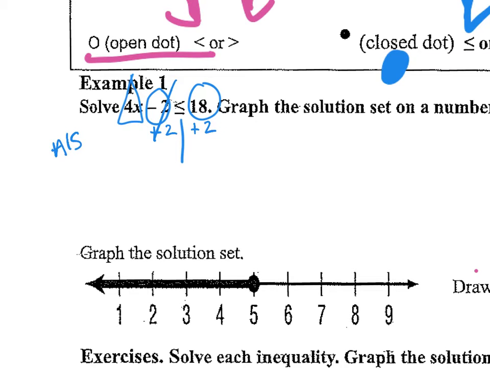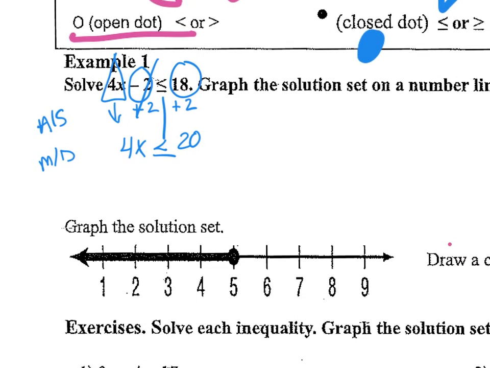18 plus 2 is what? 20. Bring the same sign down. And then I've got 4 times x. 4 times something. Then your second step, multiply or divide. We're going to divide. Since it's saying 4 times something, the opposite would be to divide. 5. And so x is going to be less than or equal to 5.